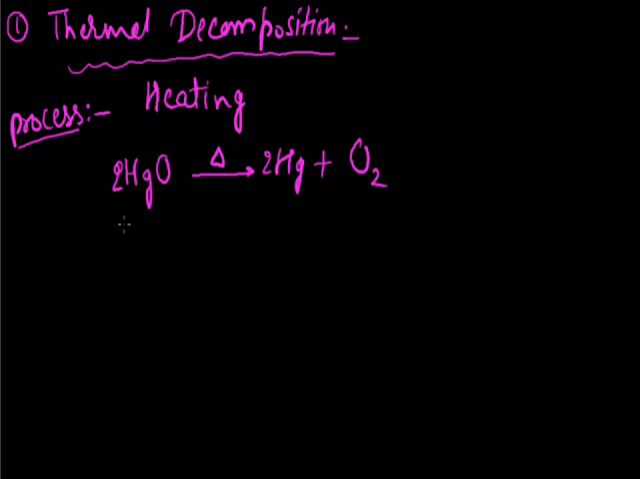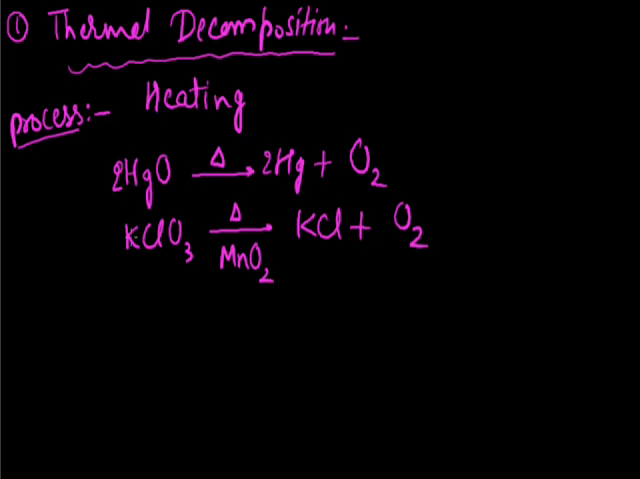Now we can take another example of KClO3. When we heat KClO3 in the presence of MnO2 catalyst, it converts into KCl plus O2. Now we can balance it. 2 into 3 is 6 O2, 3 into 2 is 6 O2, 2 KCl, 2 KCl. Now this is also an example of decomposition, because in this reaction a compound breaks into compound plus element. The compound on the reactant side is single, so we can say that the reaction is a decomposition reaction.